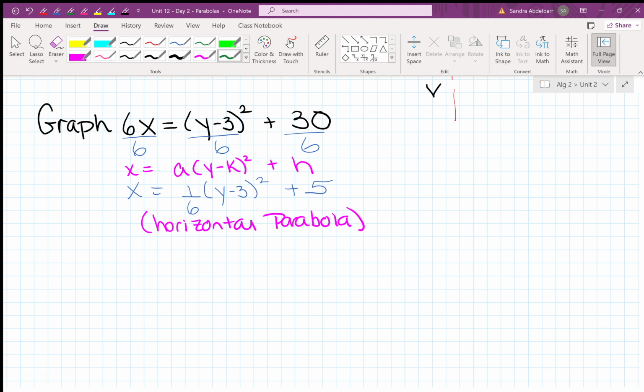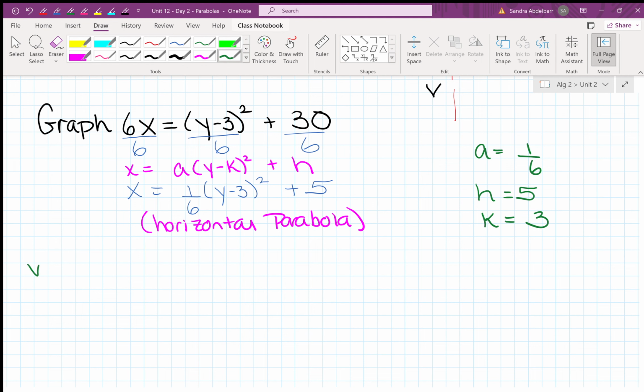So let's list out everything we know. We know our a is 1/6. Because our a is a fraction, is this parabola going to be wider or more narrow? Wider. What if it was 6? Then it would be more narrow. Good. So our a is 1/6. Our h is not 3. What's our h this time? 5. Very good. And our k is 3.